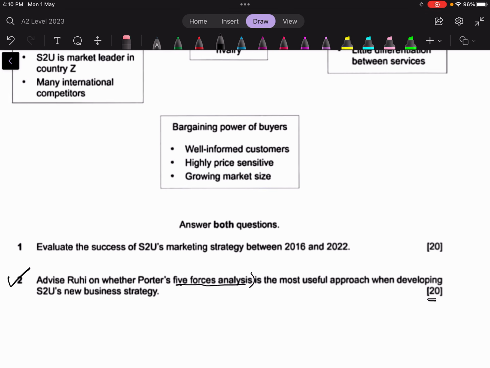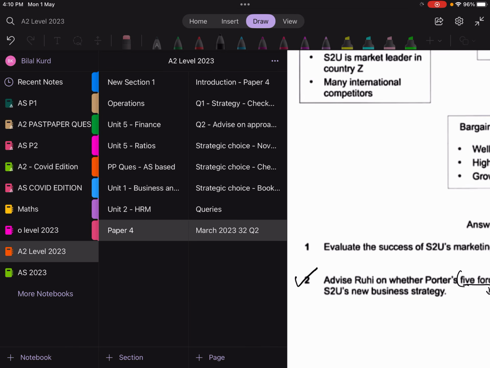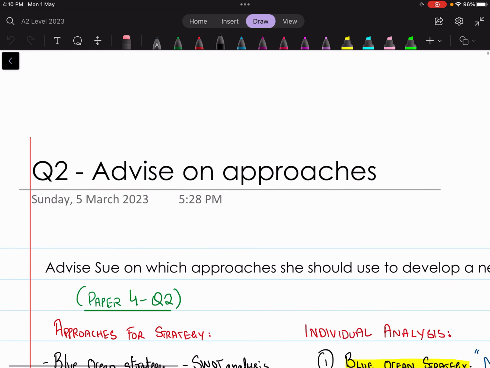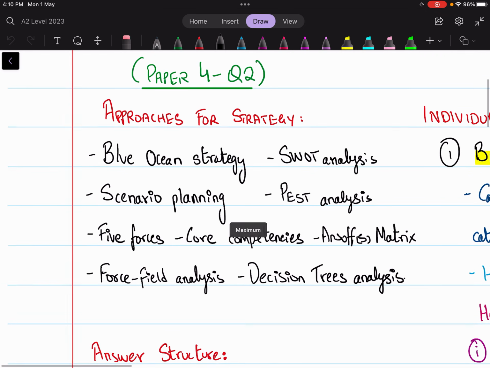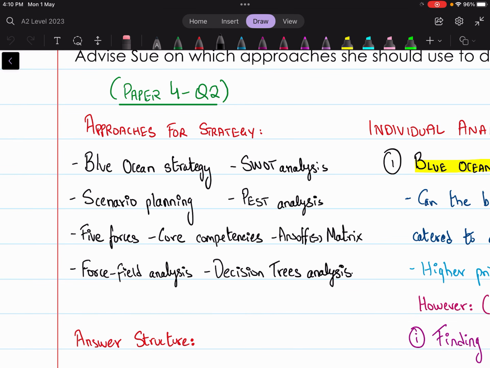So this is going to form a major chunk of our answer. But then the question says that is it the most useful approach? So first of all, we need to make sure that we know when it comes to approaches for strategy, what approaches do we have? So you have different approaches like these. And you can clearly see that these are majorly the topics that you study in strategic analysis and strategic choice.